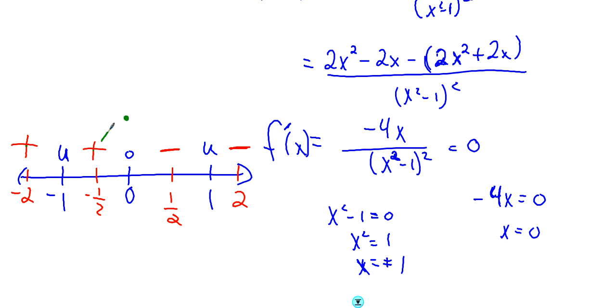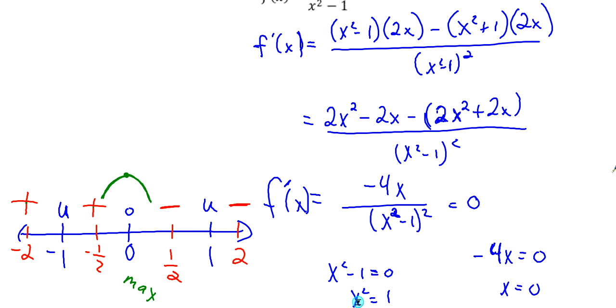So here it goes from increasing to decreasing. So this is a maximum at 0. And that's where our maximum is. We have one maximum. That's the first derivative test. Find your critical points, put them on the number line, test your first derivative to find out if your derivative is positive or negative. Where it changes sign, that's where you have maximums and minimums. That is the first derivative test.